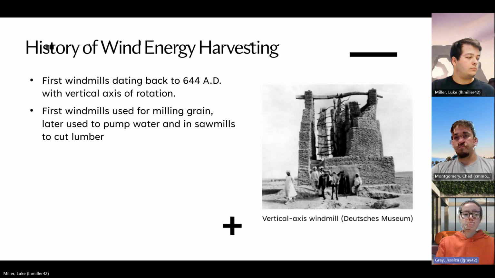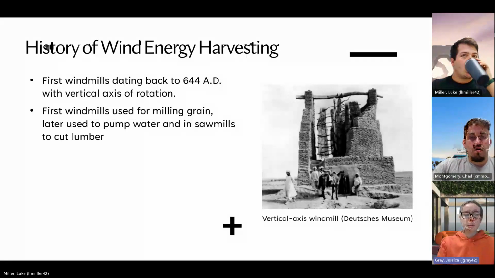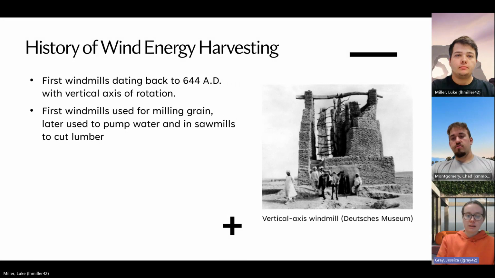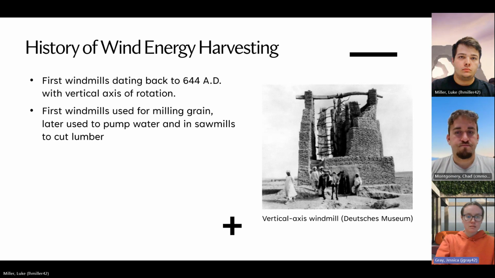But once these rural farms were put on the electric grid with the invention of the steam engine, these windmills were basically made obsolete. And only in more recent times, with the push for renewable energy, have they come back into the mainstream approach for energy.